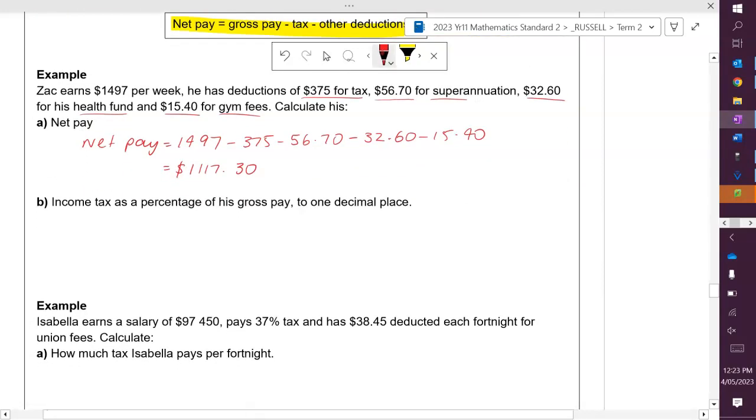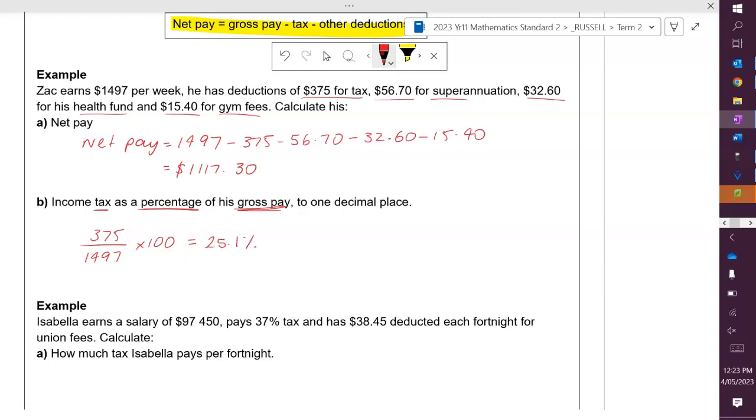Now we calculate income tax as a percentage of his gross pay. His income tax was $375, and his gross pay is our pay before any deductions, and then we need to turn that into a percentage. So we have our tax deduction over our gross pay, and then we multiply by 100, and that gives us 25.1%. So what that is saying is the income tax that he's paying is about 25% of his income.